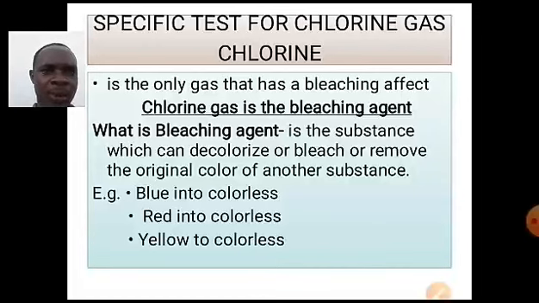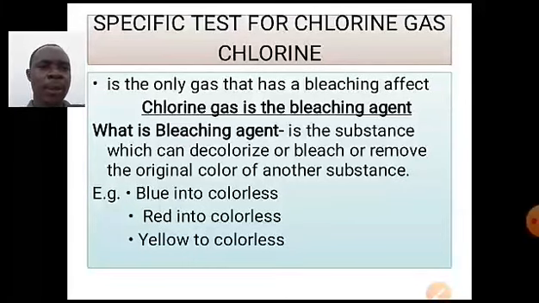What is a bleaching agent? A bleaching agent is a substance which can decolorize, or bleach, or remove the original color of any substance. It removes the original color. For example, if the color is blue, when you introduce chlorine, it becomes colorless. If it is red, it becomes colorless. Yellow, it becomes colorless. So you can say that chlorine gas is a bleaching substance which removes the color of a substance.